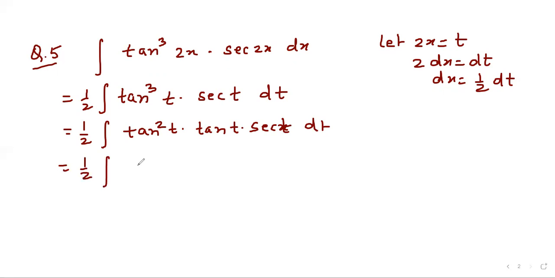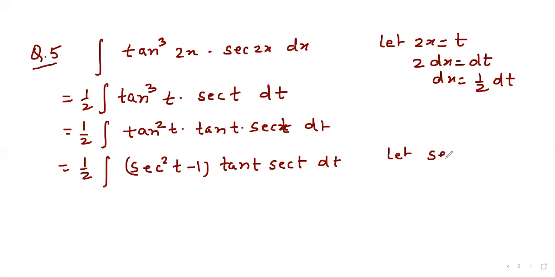Further we write sec square t minus 1 times tan t sec t dt. Now we make an assumption. Let sec t equal to u, so sec t tan t dt will be equal to du.